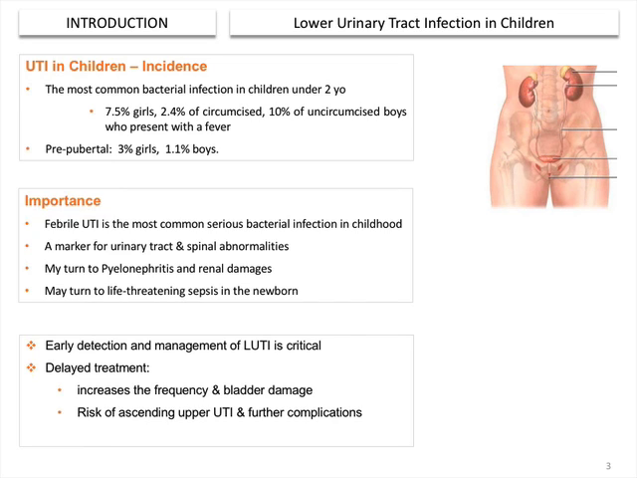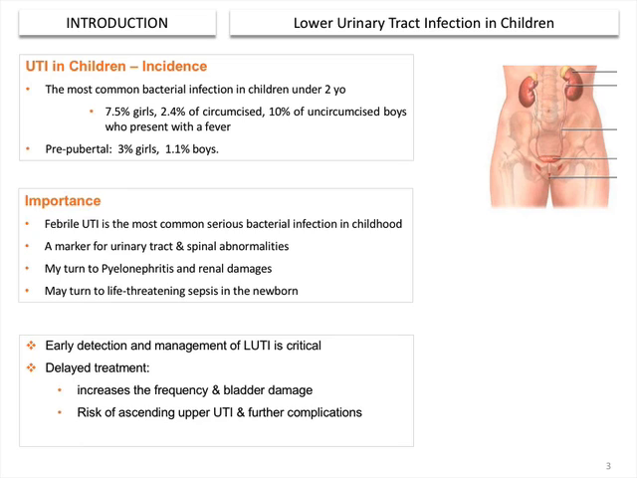UTI in children, we are talking about the lower UTI. The incidence: this is perhaps the most common bacterial infection in children under 2 years old. 7.5% of girls, 2.4% of circumcised, and 10% of non-circumcised boys who present with fever are suffering from UTI. This rate decreases gradually by puberty to 3% in girls and about 1% in boys.